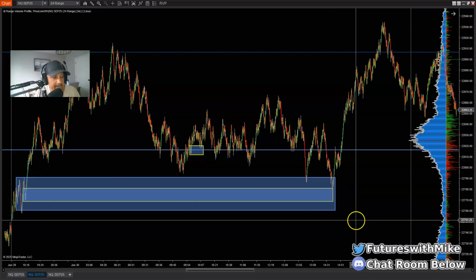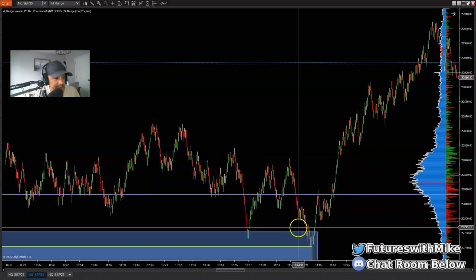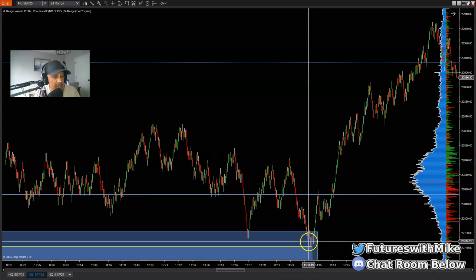The moment it reacts, let me blow this up a little bit. We see it reacting right here. Taps the blue, higher range. Taps the yellow, lower range.